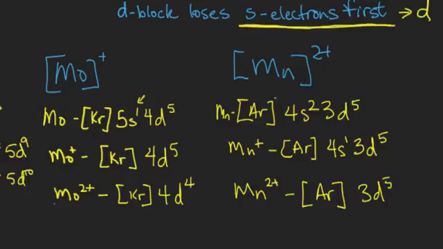So for your purposes, though, as an introduction to general chemistry, you don't really need to worry about that. Just know that the D block loses s electrons first, then D. And when you're building up, just use Aufbau and Hund's rule.